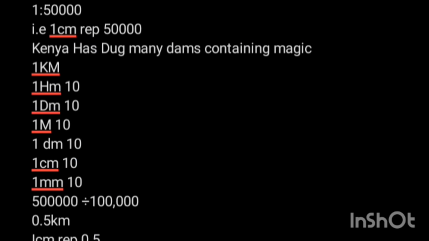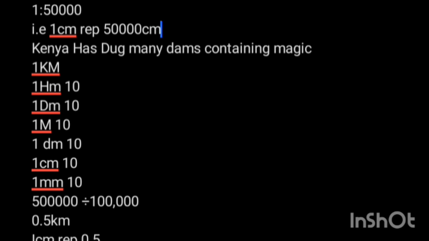So our map of Nyeri had a scale which was 1 centimeter on the map represents 50,000 centimeters on the actual ground. So I want to know how many kilometers really are there in 1 centimeter on the map.